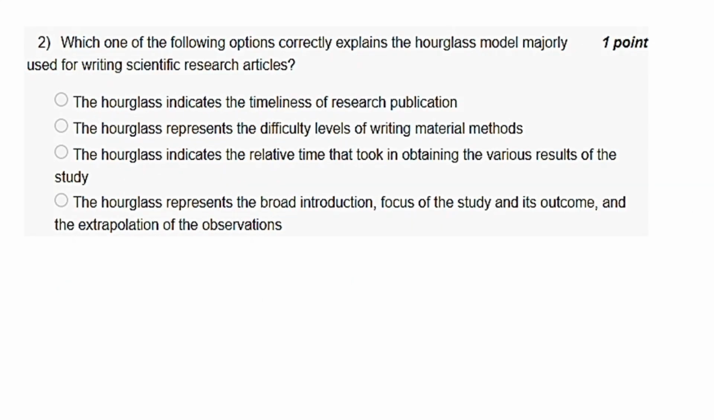Okay. So next question: which one of the following options correctly explains the hourglass model majorly used for writing scientific research articles? Number 1, the hourglass indicates the timelines of the research publication. Number 2, the hourglass represents the difficulty levels of writing materials and methods. Number 3, the hourglass indicates the relative time taken in obtaining the various results of the study. And number 4, the hourglass represents the broad introduction, focus of the study, its outcome, and the extrapolation of the observations. So what do you think the hourglass model means? Anyone?